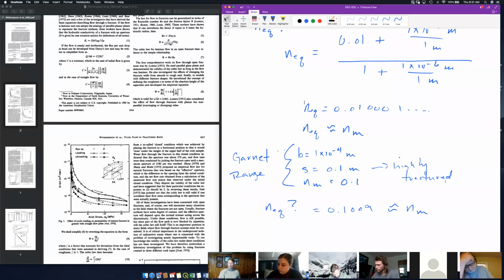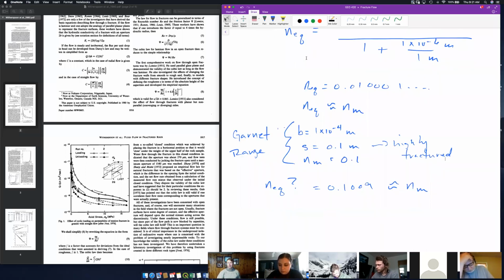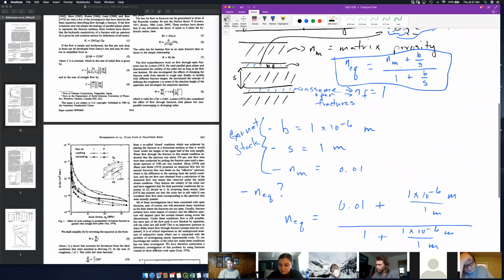Okay, I got a question for you guys. How in the world did I get this measurement? How would you measure the fracture aperture?